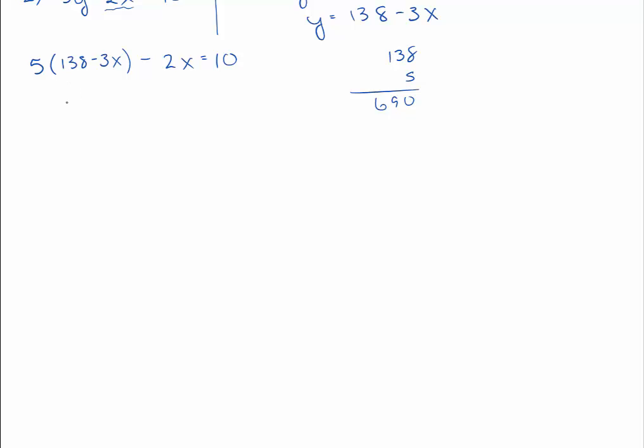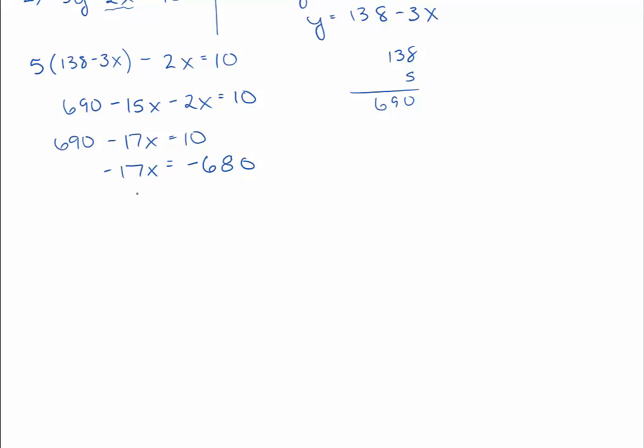So I have 690. I distribute the 5 to the minus 3x, and I get minus 15x minus 2x equals 10. I'm going to simplify a little bit. I get 690 minus 17x equals 10. And then I subtract 690. I get negative 17x equals negative 680.